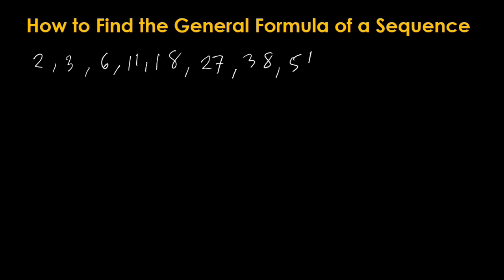Let's look back at the previous sequence. Say, for example, we have 2, 3, 6, 11, 18, 27, 38, 51, 66, so on and so forth.